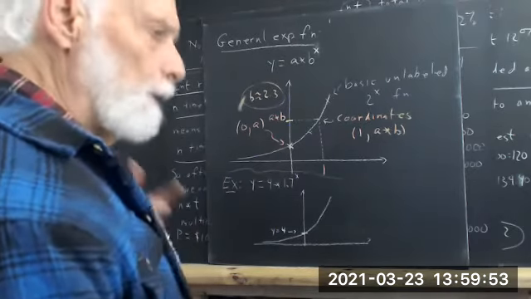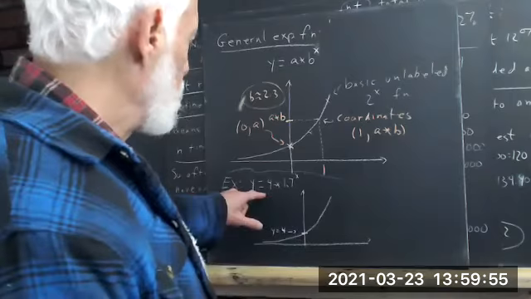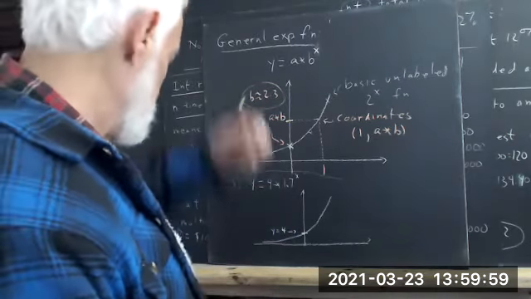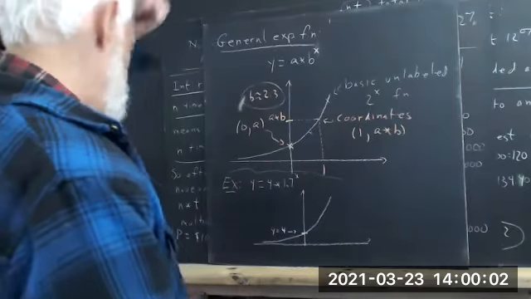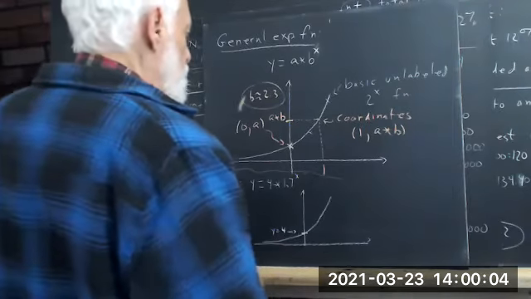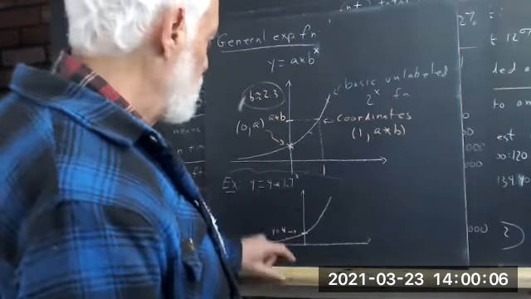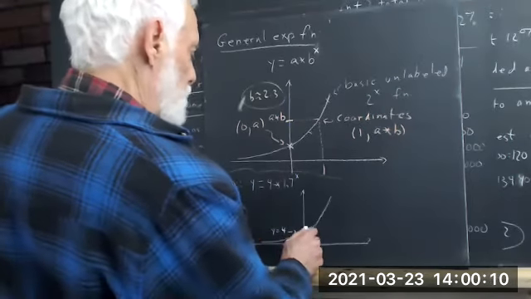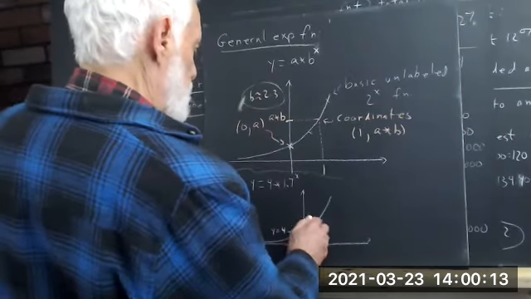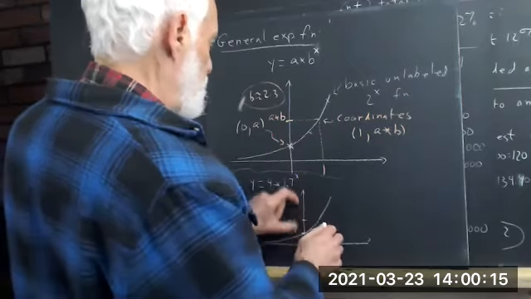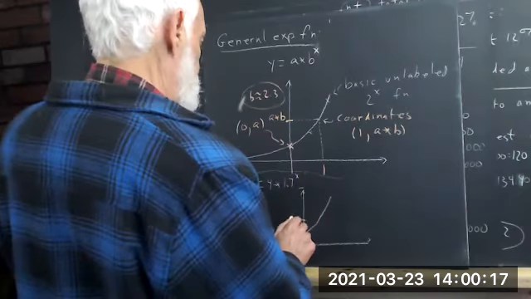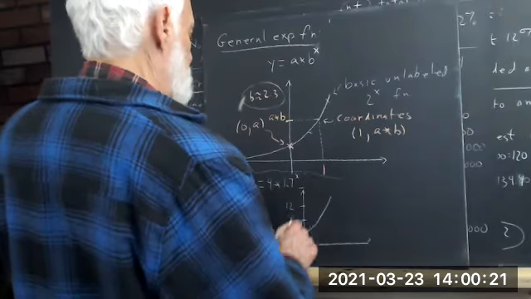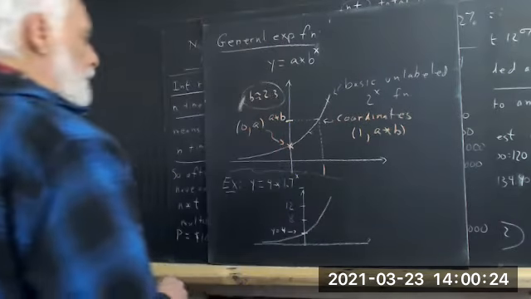Then if x equals 1, y is 4 times 1.7, which is 6.8. Now, if this is 4, well, we can put a scale on this. We've already got our y scale. So there's 4. Double that, we've got 8. Double that, we've got 16. So here would be 12.